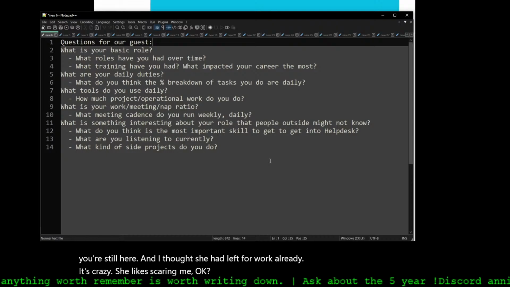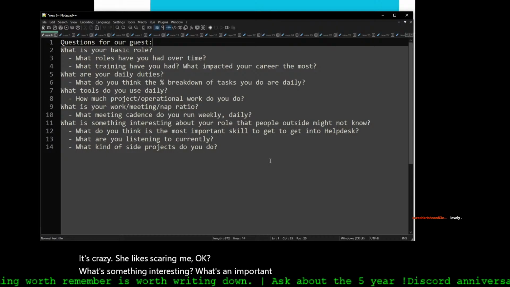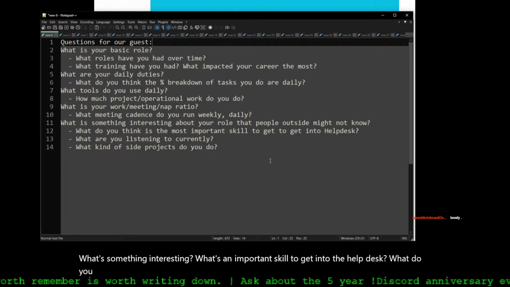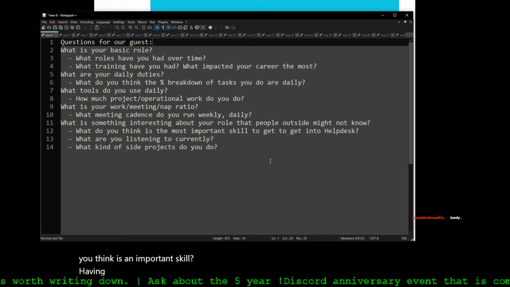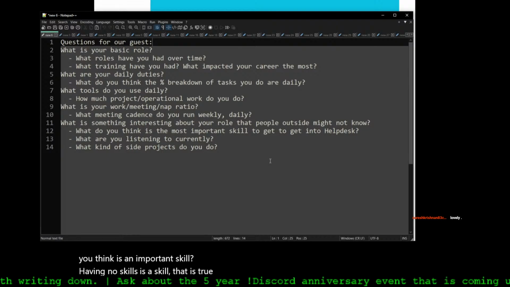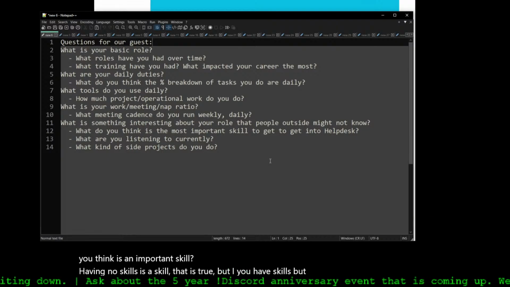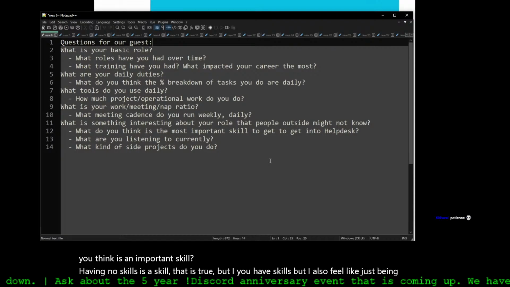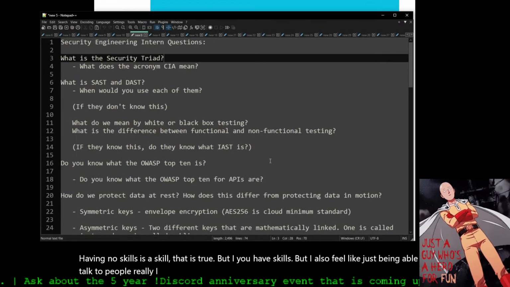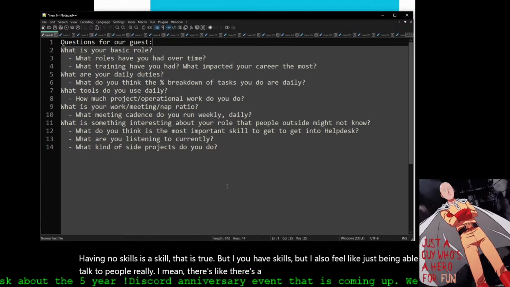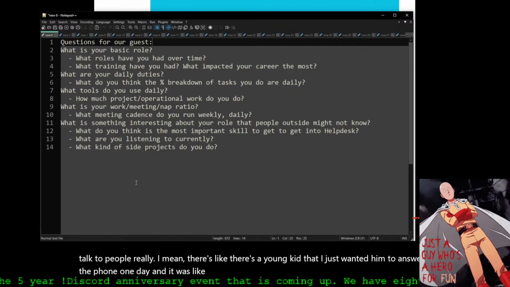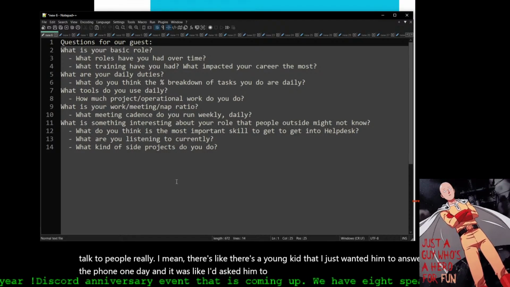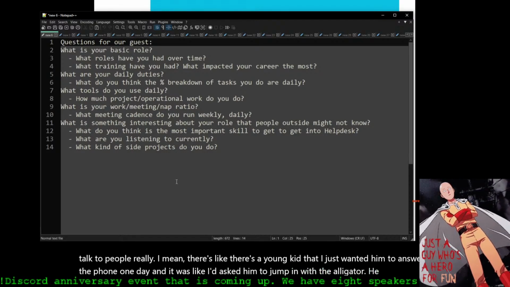What's an important skill to get into the help desk? What do you think is an important skill? Having no skills is a skill. That is true, but you have skills. But I also feel like just being able to talk to people, really. There's a young kid that I just wanted to answer the phone one day, and it was like I'd asked him to jump in with the alligator. He was petrified. You see the Saitama up there?